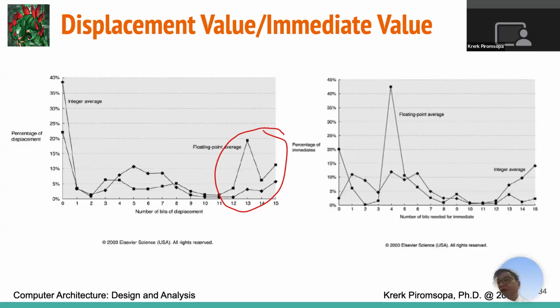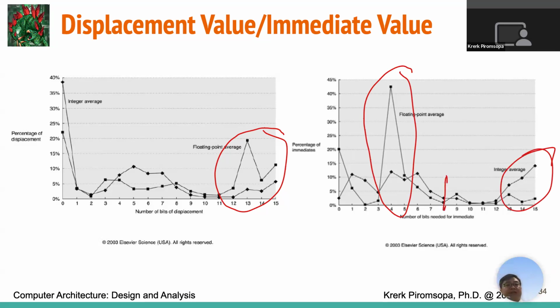Similar question for immediate. What size of immediate should we need? And again, we do the analysis and we say, most software would go with what? 16 bits maybe, or 8 bits, or less than 8 bits of immediate. Right? Because if you allow a big immediate number to be put in an instruction, you would have bigger instructions. That would be more expensive, of course.